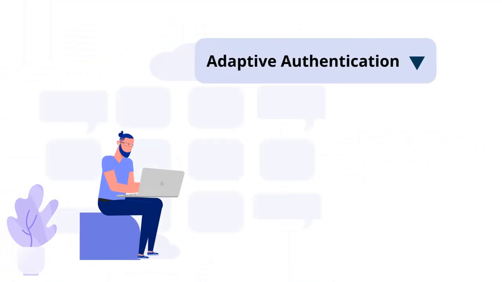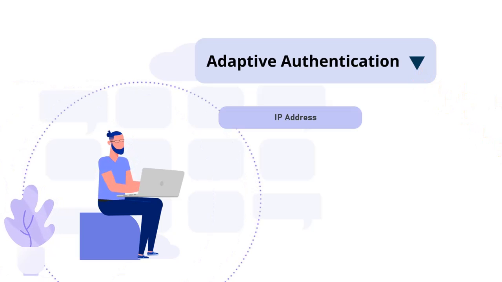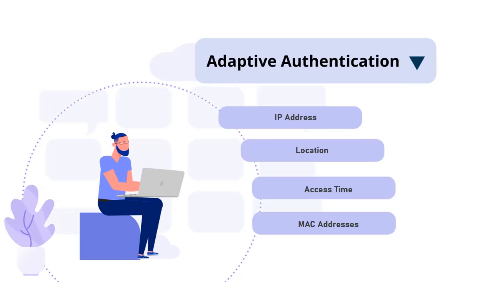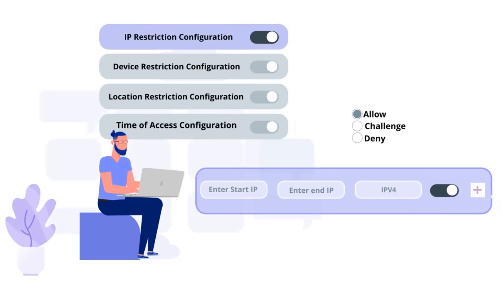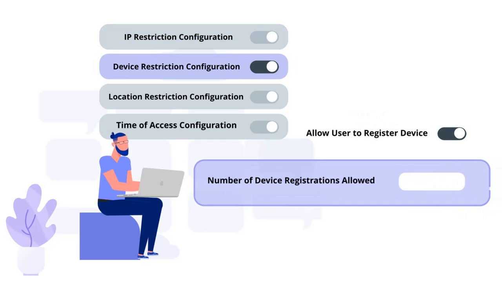miniOrange also offers adaptive authentication, which restricts access to various applications based on a variety of parameters. These could include your IP address, location, access time, and MAC addresses. You can create IP limitations by setting up a list of IP addresses to allow or deny access. Device-based access restrictions, where the admin allows end users to add a fixed number of devices as trusted devices for their account.